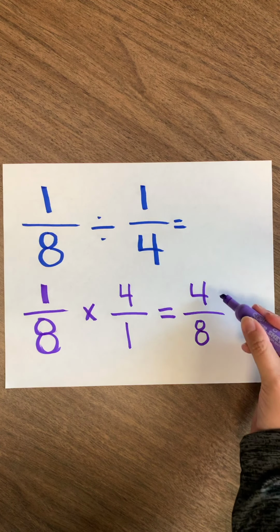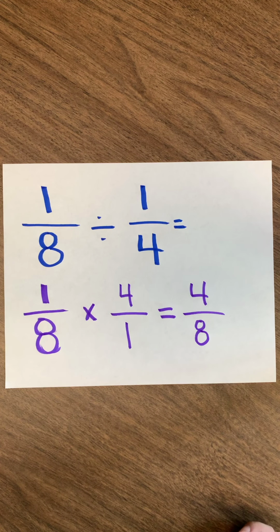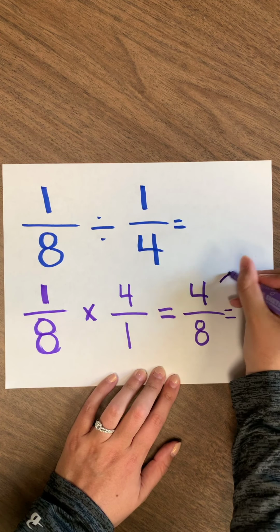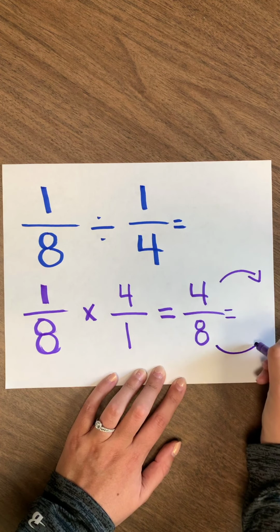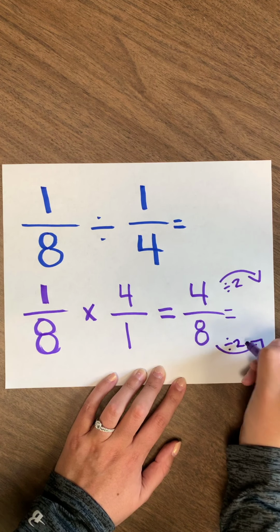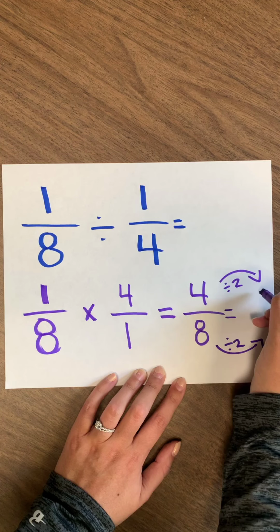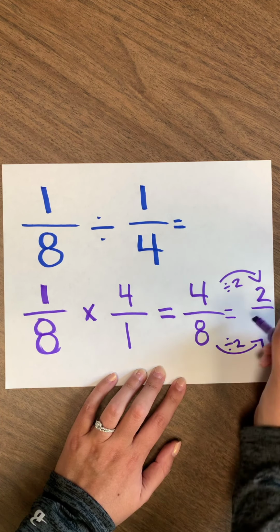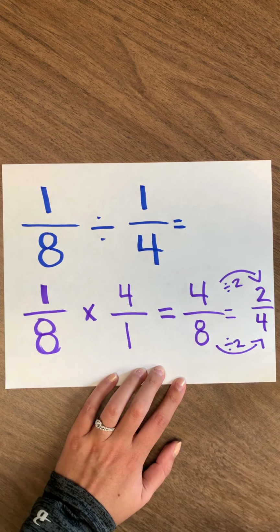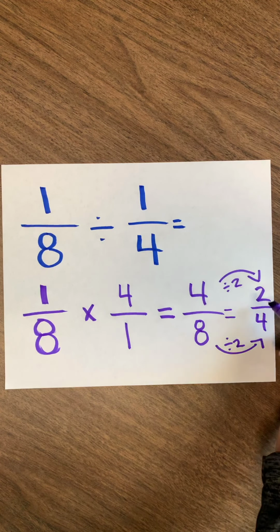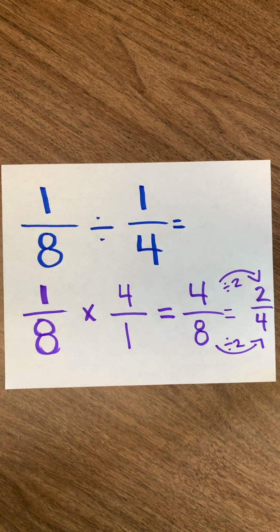Now I know that 4 and 8 both have 2 as a common factor. So we can divide both the numerator and the denominator by 2 to simplify this. So 4 divided by 2 is 2. 8 divided by 2 is 4. Now wait a minute. I think I can still keep going. 2/4. I know that 2 and 4 also have 2 in common.